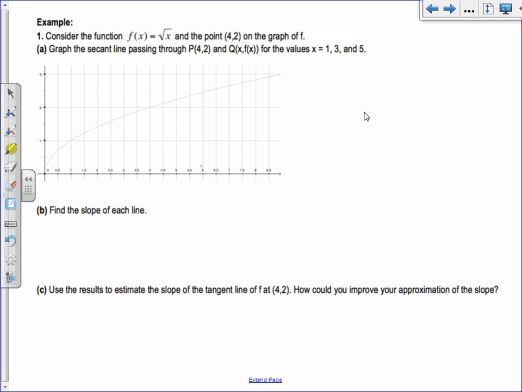Okay, so it says consider the function f of x equals the square root of x at the point 4, 2. Kind of hard to see 4, 2, which is right here. And graph the secant line passing through x equals 1, x equals 3, x equals 5. Okay, so let's start with x equals 1. If I have this secant line here, that should be slightly below your curve. You guys see, slightly below your curve.